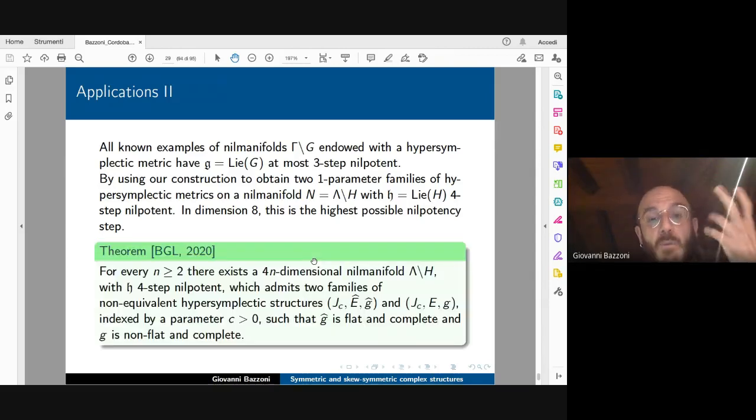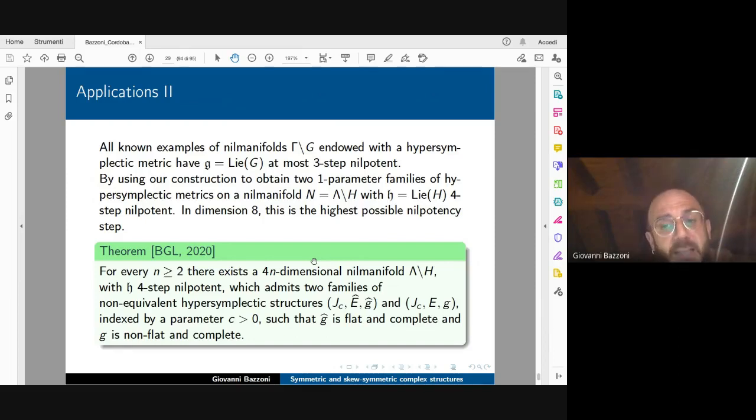And we prove that for every n greater than or equal to 2, you can find a 4n-dimensional nilmanifold with 4-step nilpotent Lie algebra h, which admits two one-parameter families of hypersymplectic structures, which I call (J_C, E-hat, G-hat) and (J_C, E, G), with respect to the same complex structure J_C, where both metrics are complete. Each member of the family is complete.